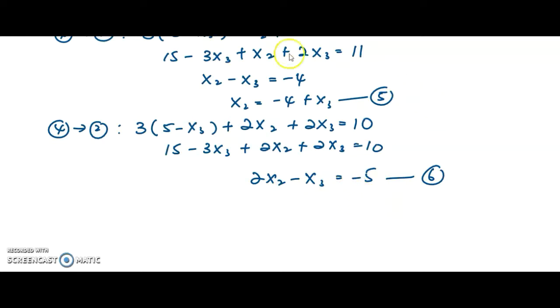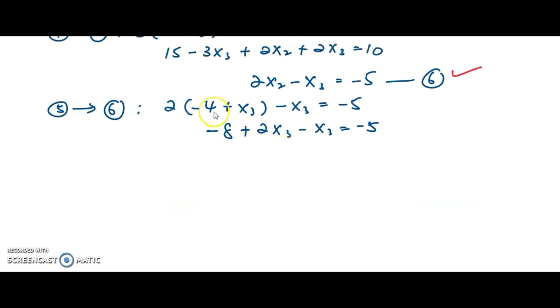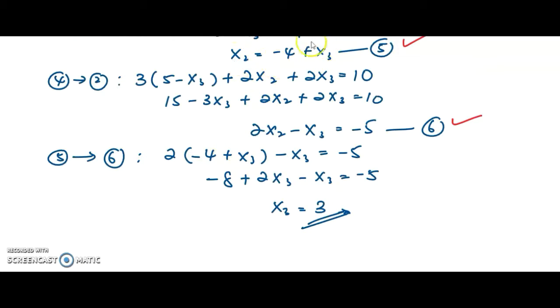Now I'm going to solve equations 5 and 6 simultaneously, by putting x2 as negative 4 plus x3 into the x2 here. So I will write equation 5 and put equation 5 into equation 6. Then you will have 2 times x2, replaced by negative 4 plus x3, minus x3 equals negative 5. Simplify after you have expanded. Then you have x3 equals 3. So we already got x3. How can I get the next unknown? I'm going to find x2 now by substituting x3 equals 3 into equation 5.